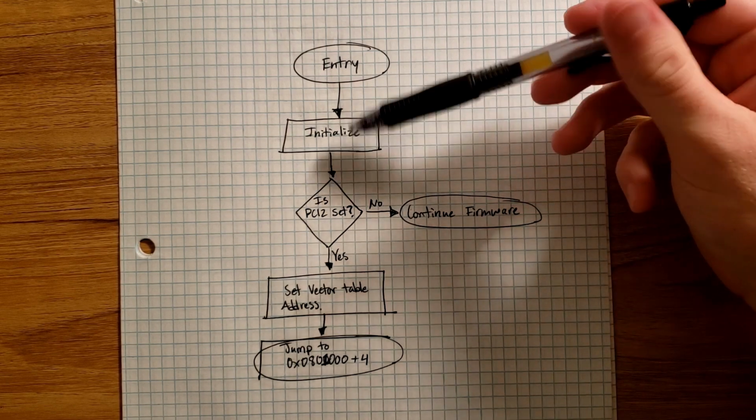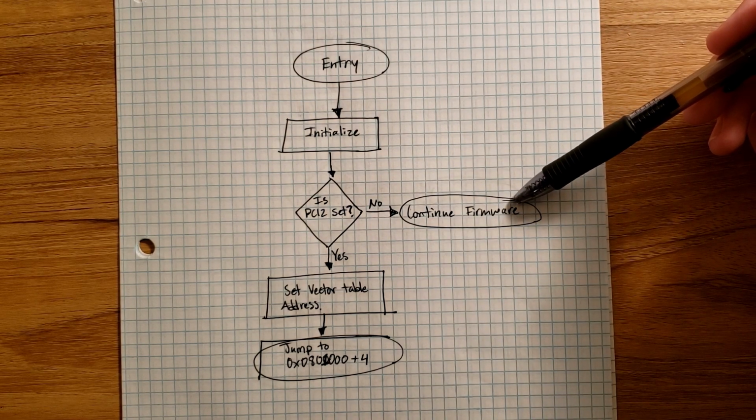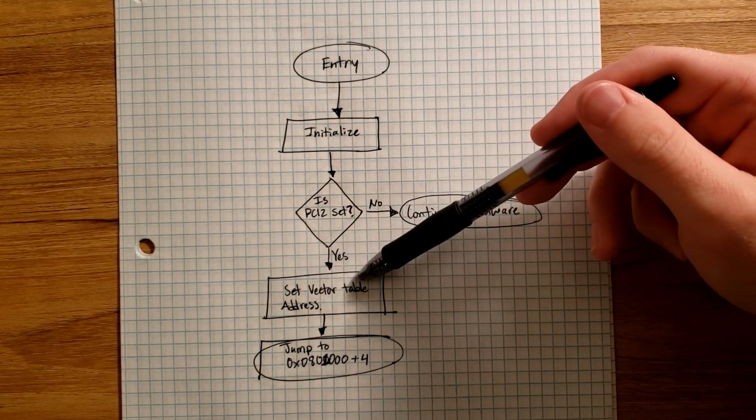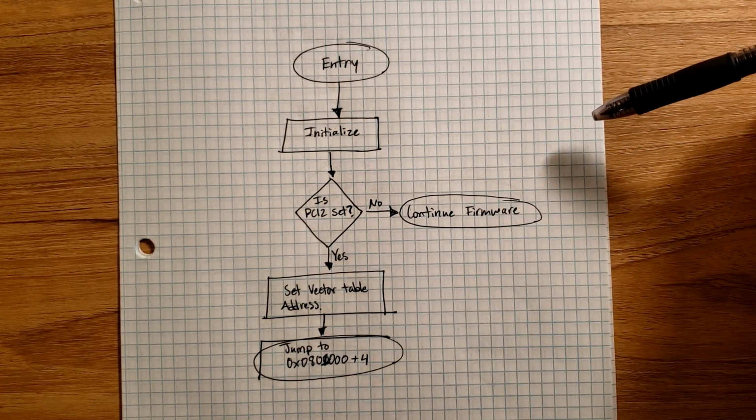And it will check to see if PC12 is set. If it's not set, it will continue the firmware. It'll just jump back to the spot it left off. And if it is set, we're going to set the vector table address and then jump to the address of the secondary firmware. Now, this code kind of works.